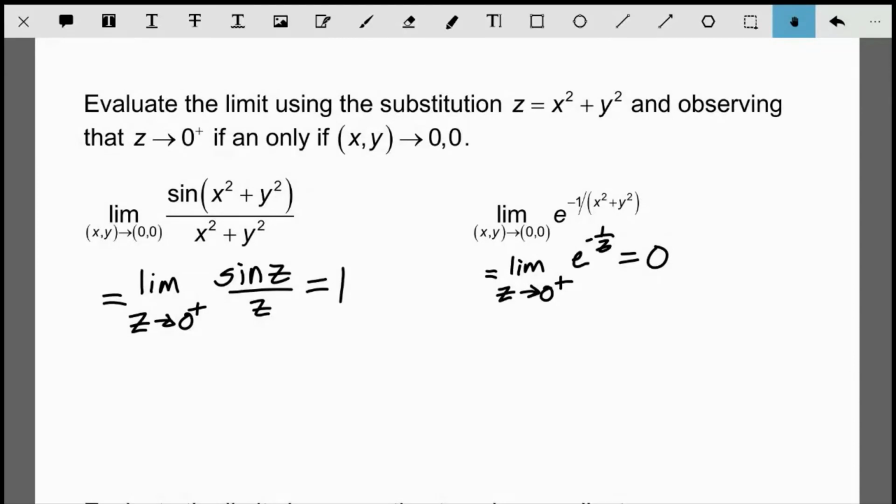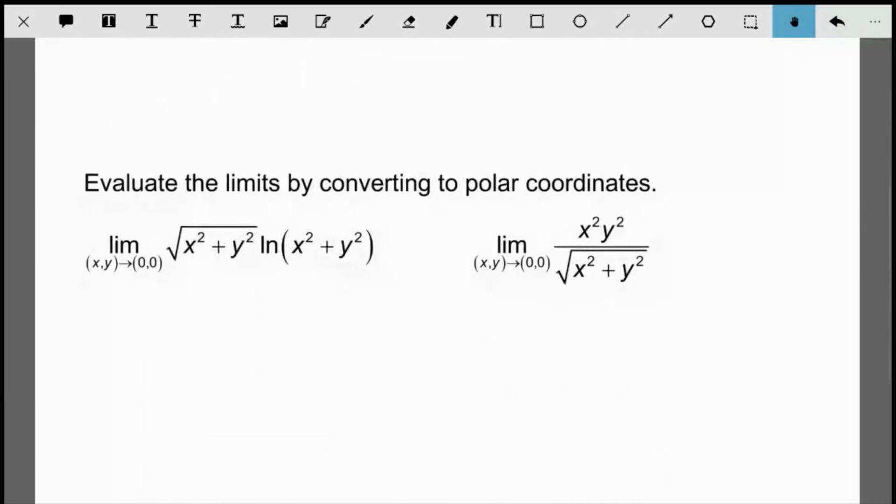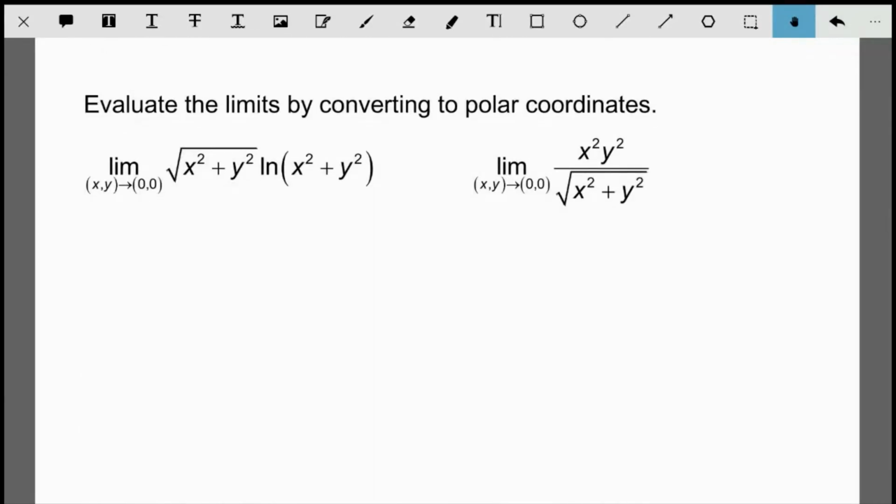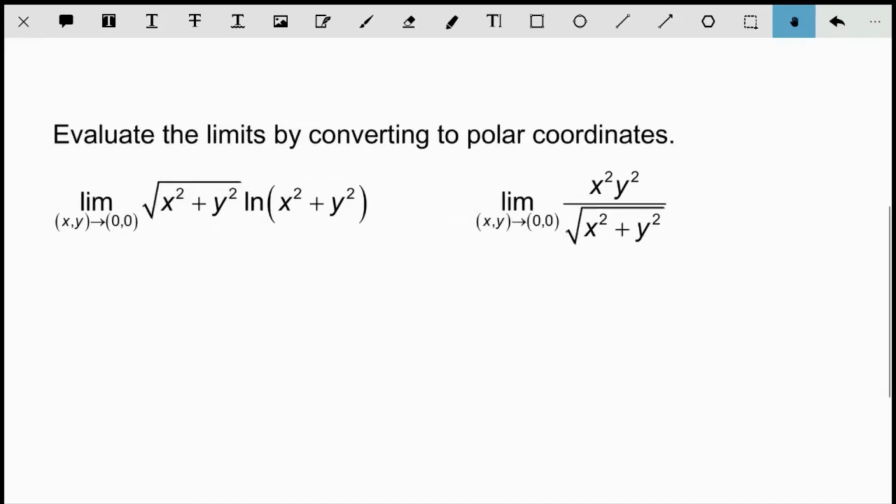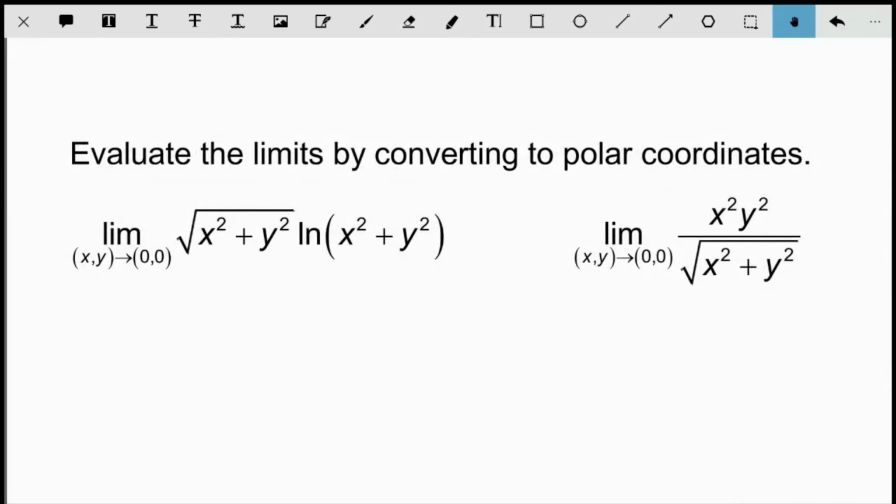All right, so let's take a look at one other type that we can solve. We can also solve these limits sometimes by converting to polar coordinates. And what I mean by that is we know r is equal to the square root of x squared plus y squared, or we know r squared is equal to x squared plus y squared. So it says to evaluate these limits by converting to polar coordinates.